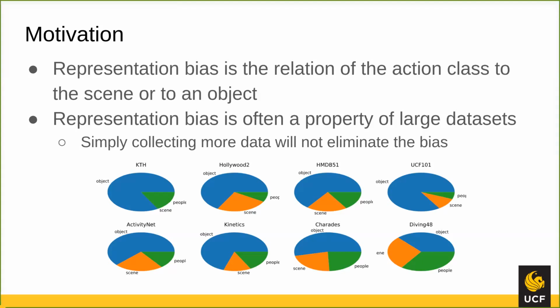Here, there are a couple of pie charts that show the relative bias in a bunch of different data sets. The blue is object bias. That would be like in UCF 101, the only class that contains a piano would be the class playing piano. So as long as the model can identify a piano object in the image, it doesn't even have to look at the person. The orange portion is scene, like looking for a soccer field or looking for the floor of a basketball stadium. And then people is the part that we actually care about. We'd like the model to look at the people in the video to infer the action.